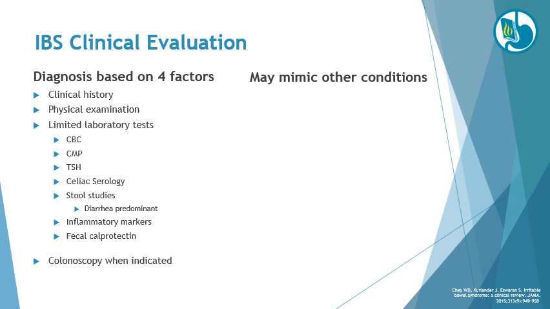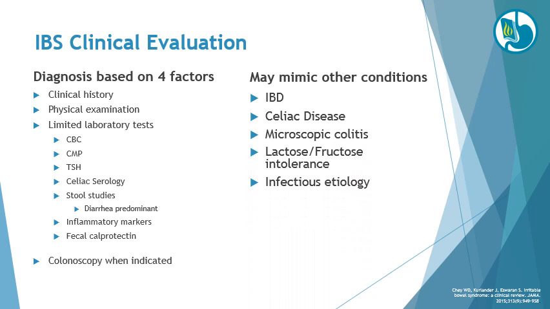Now, I'm very aware that IBS can mimic other conditions, which you can see up here, but if we do the limited lab tests as they are listed here on the slide, with a CBC, we can exclude anemia. We're looking for metabolic diseases too when we look at a CMP or a TSH. Celiac serologies will help us determine if a patient has celiac disease or not. With stool studies, we're ruling out infectious etiologies, and even with our inflammatory markers, or now the newest test, a fecal calprotectin, we can pretty much tell if a patient has an underlying inflammatory issue going on as well.